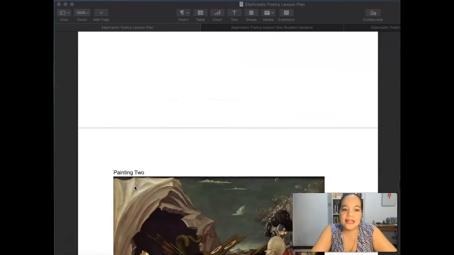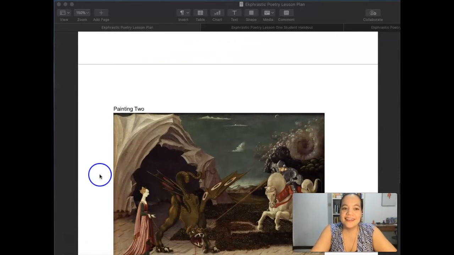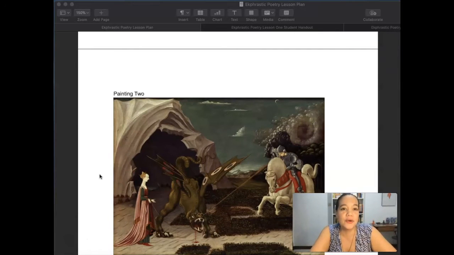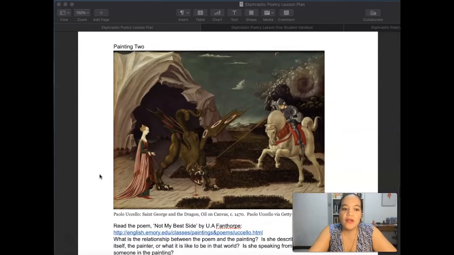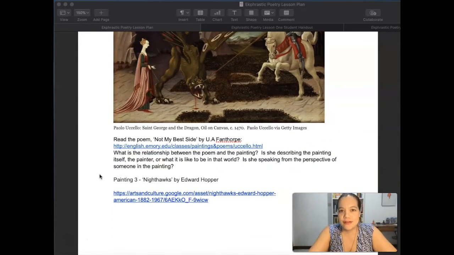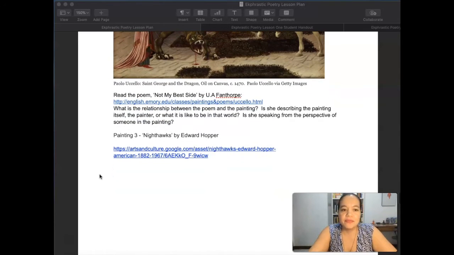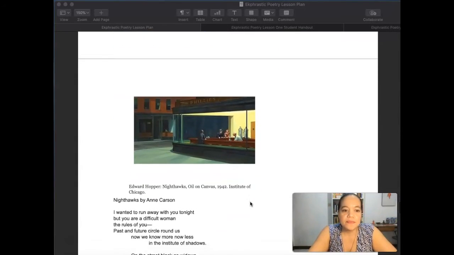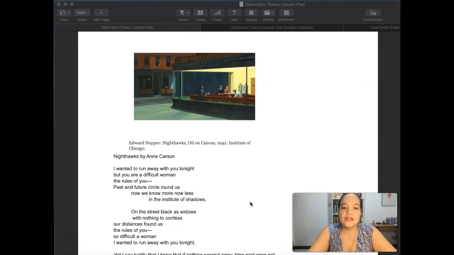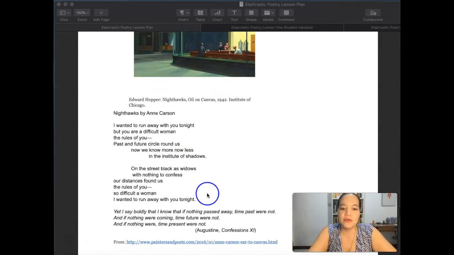So you'll repeat that for, I would say that you should go over at least 2 paintings and associated poems, although 3 is probably better. And this will take quite some time. It will probably take the whole lesson to talk about the paintings and the poems and their relationship. And this is the last one, which is Nighthawks. And the poem I have put here.